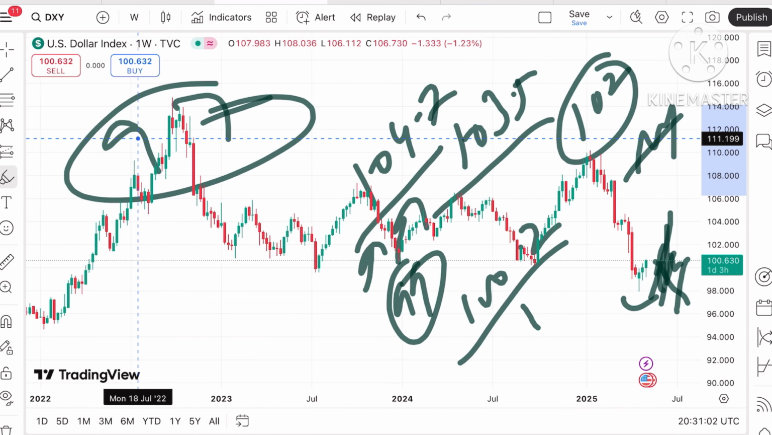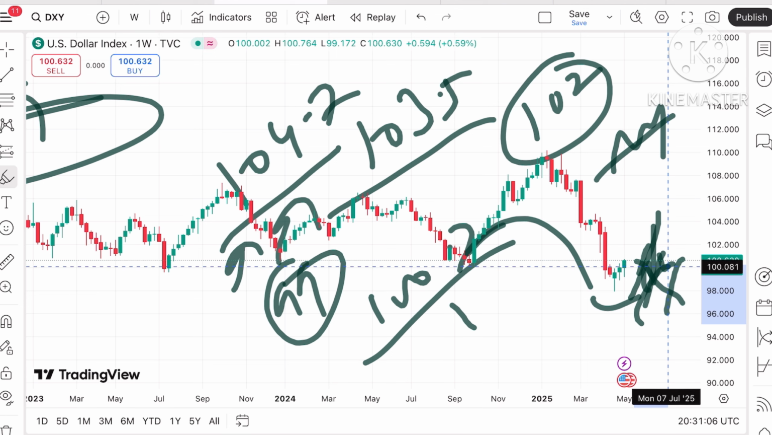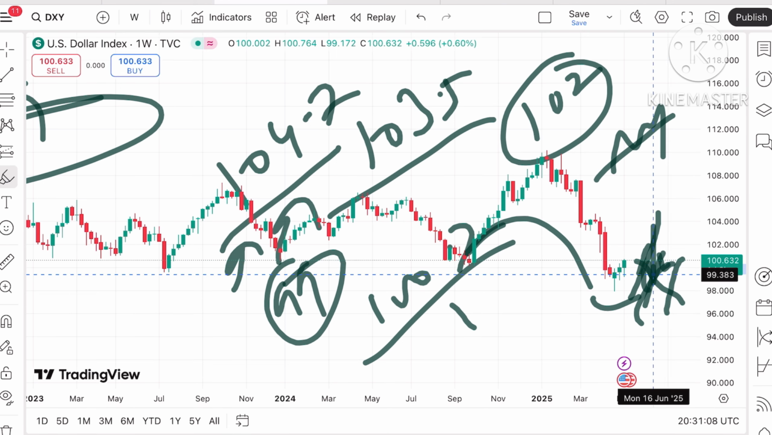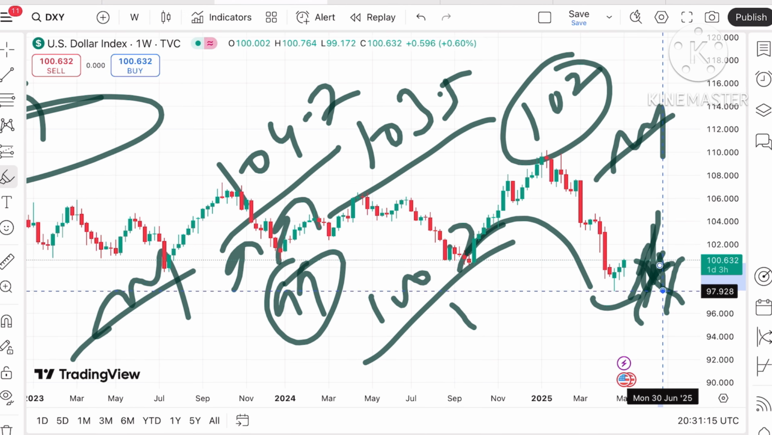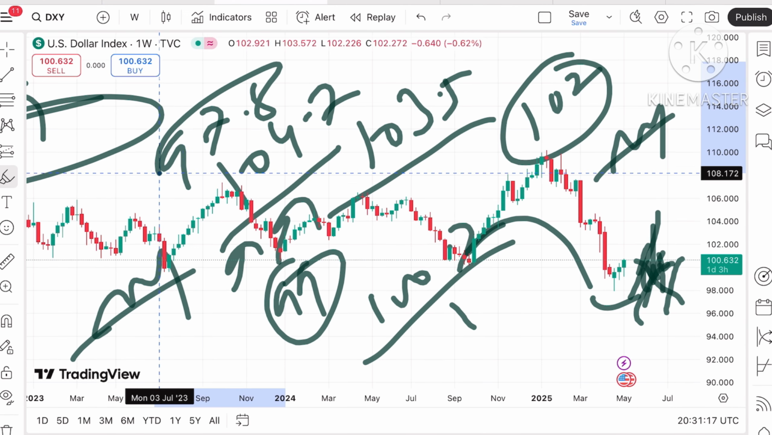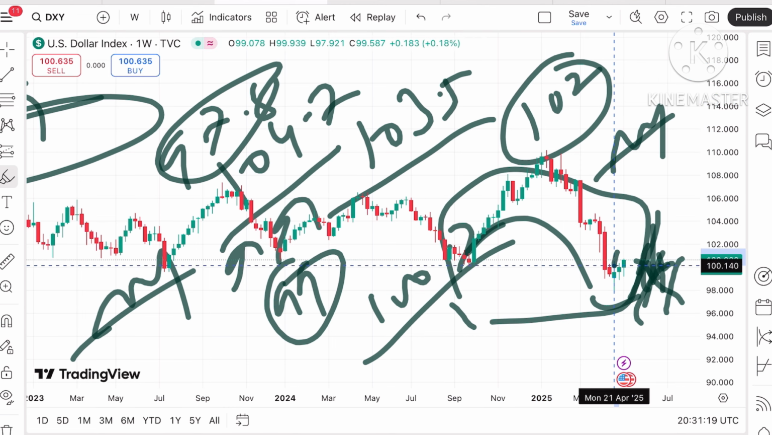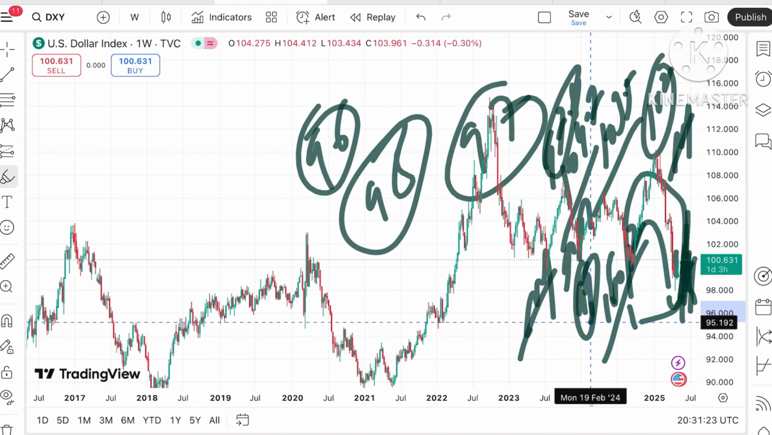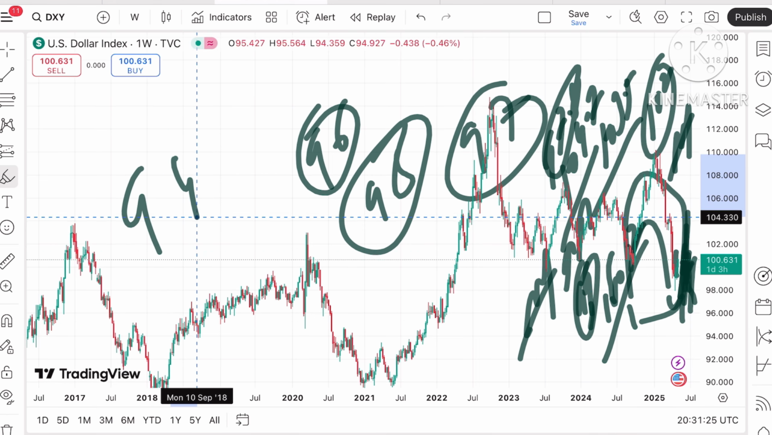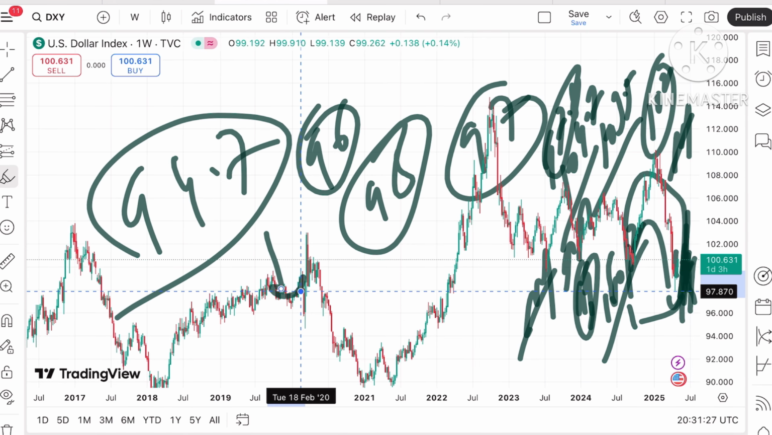Okay, if the price started going below this particular level, chance of going towards 100.2, and from there a further fall towards 99, which is already weak support, so we can see the price will fall further towards 97.8, and if that didn't sustain, a further fall we can see towards 96.5, and then to a level of around 94.7, and then further low.